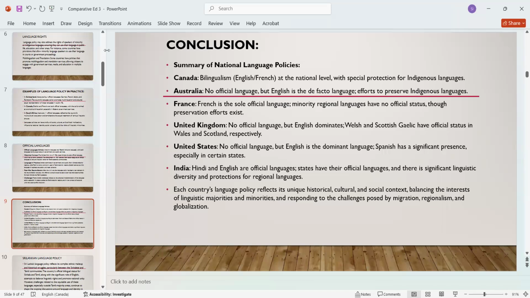So when we are talking about language policies, each and every country's language policy reflects its unique historical, cultural, and social context, balancing the interests of linguistic majorities and minorities according to the population, and responding to the challenges posed by migration, regionalism, and globalization.